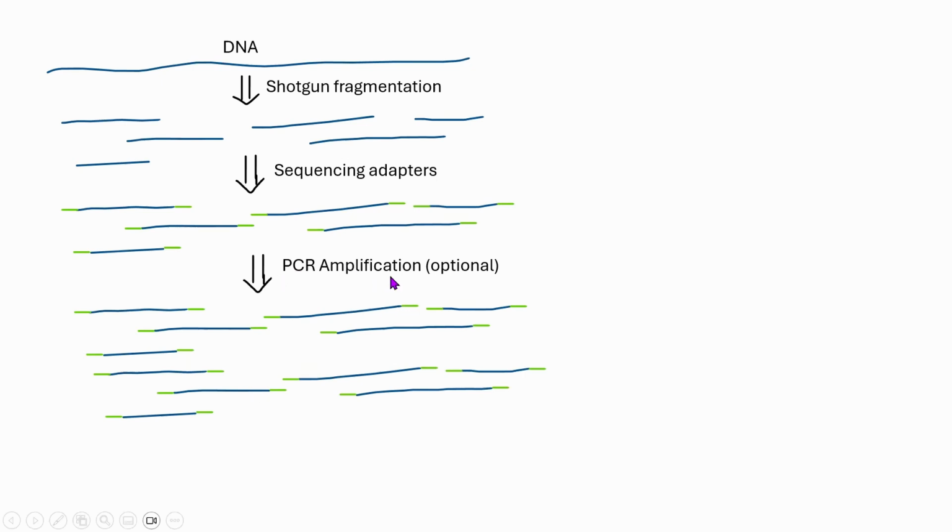So PCR amplification is the major source of GC bias. So why is that? It is because PCR amplification does not work equally well for all fragments. So maybe for some fragments it will create 10 copies. For some fragments it can only create 5 copies.